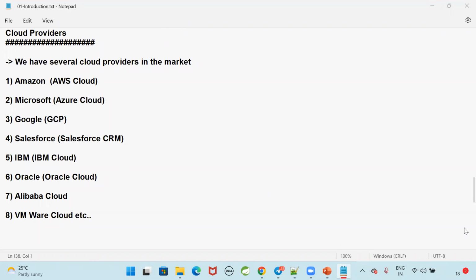Out of all these cloud platforms, AWS cloud has a lot of demand in the market. AWS is the market leader. When we compare all the clouds, AWS has more demand in the market. More jobs are there on the AWS cloud.